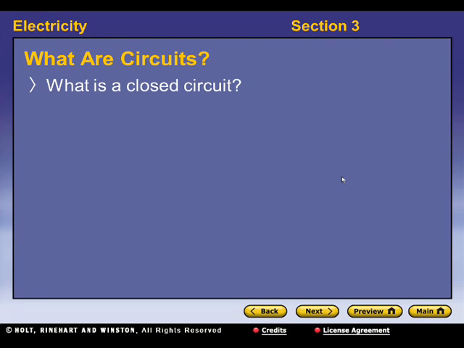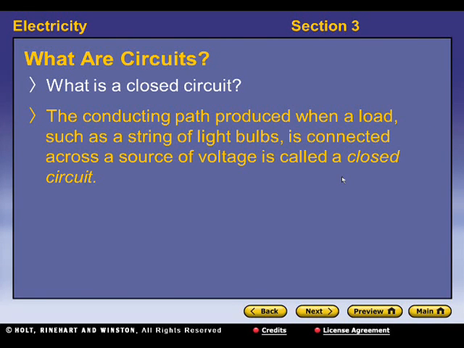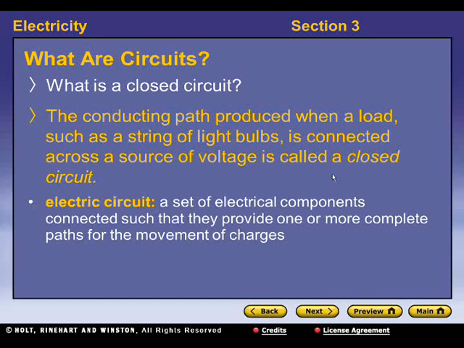So, what is a closed circuit? The conducting path produced when a load such as a string of light bulbs is connected across a source of voltage is called a closed circuit. That's when it connects from one terminal on a battery all the way through to the other terminal, and there's no break in the path, or with an outlet anywhere where there's a voltage source and the conducting path, like wires and light bulbs and loads, are all connected from beginning all the way back to the end, or to the voltage source.